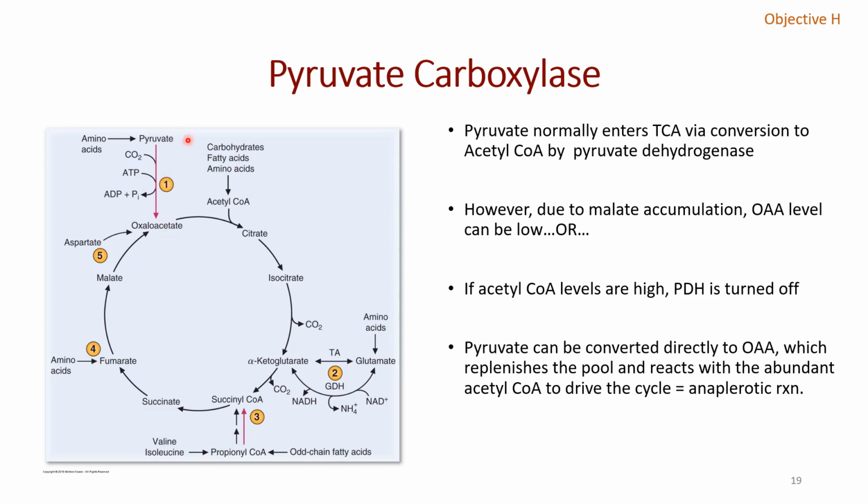Pyruvate is a 3-carbon molecule. Oxaloacetate is a 4-carbon molecule. So in this case, you're going to add a CO2 onto the molecule to give it 4 carbons. It takes energy to do that because you're increasing the energy status of the molecule, so you're going to hydrolyze an ATP molecule. You liberate the energy that comes from breaking that phosphate anhydride bond, and that energy is used to drive the formation of oxaloacetate.